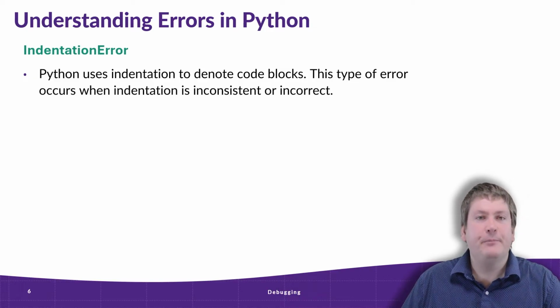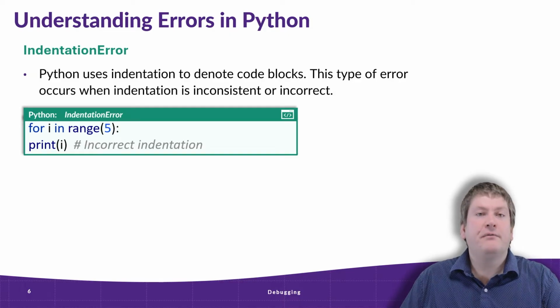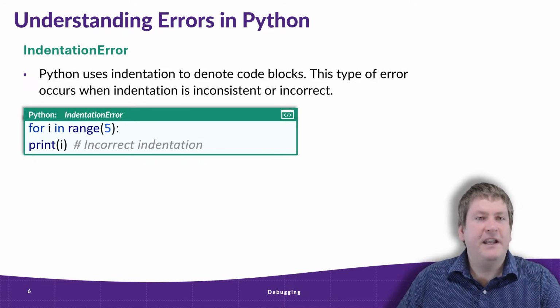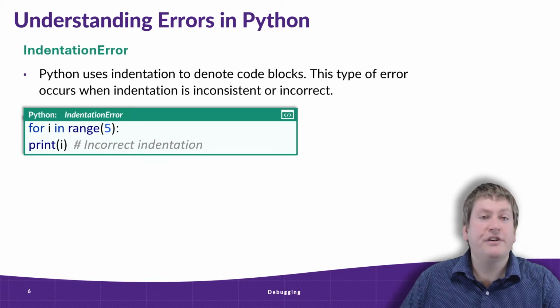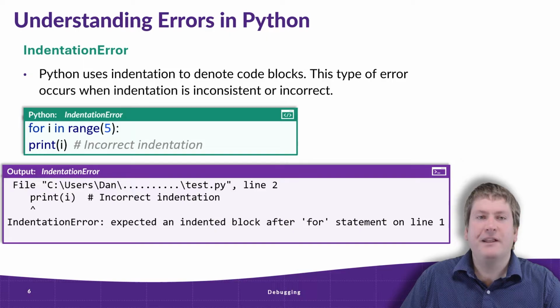Let's take a look at an example. Here we're trying to do a for loop that runs from 0 all the way up to 4. And we want to print out each value of that in the for loop. But we kind of messed up the indentation here. We forgot to indent our print command. So if we ran this code, we would get an error message that looks something like this, which says that we have an indentation error.